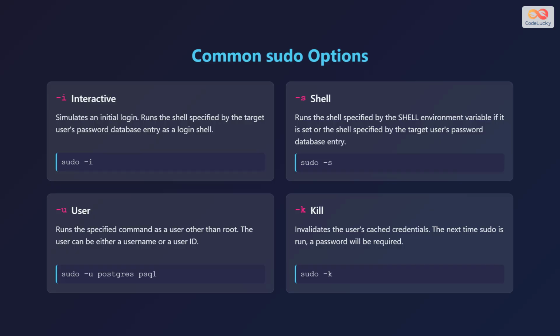For example, sudo -s. The -u option runs the specified command as a user other than root. The user can be either a username or a user ID. For example, sudo -u postgres psql. The -k option invalidates the user's cached credentials. The next time sudo is run, a password will be required. For example, sudo -k.